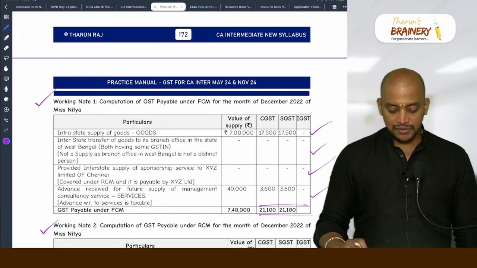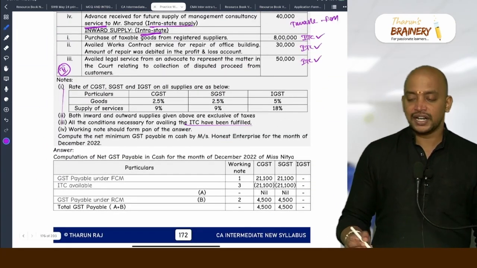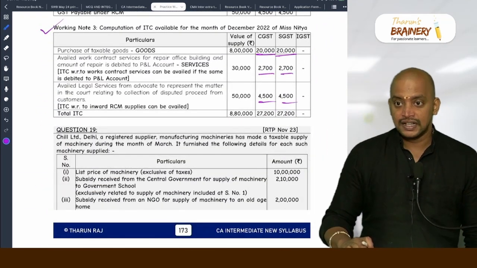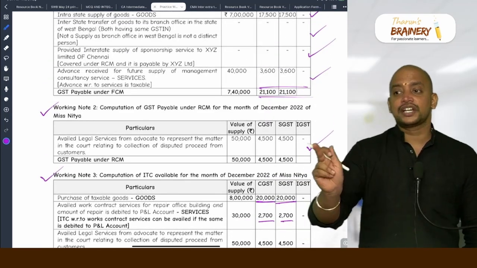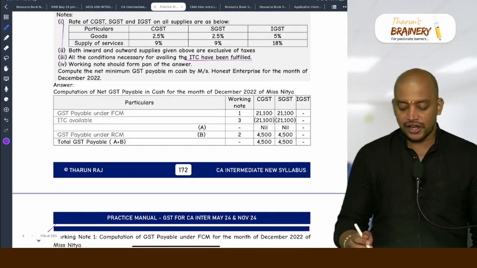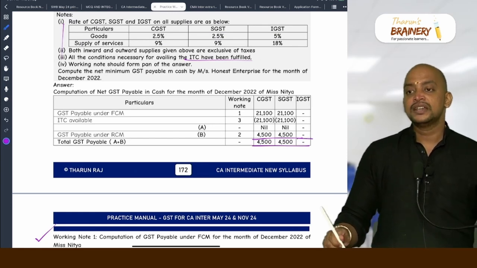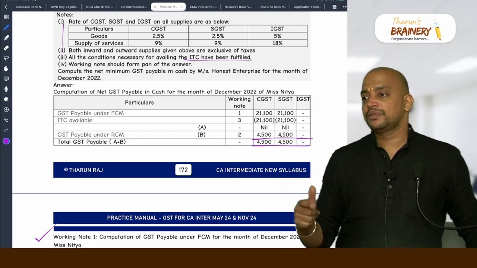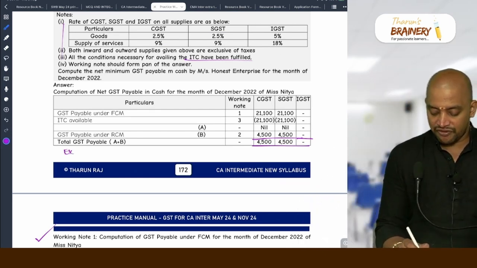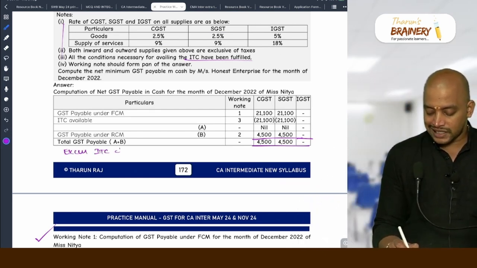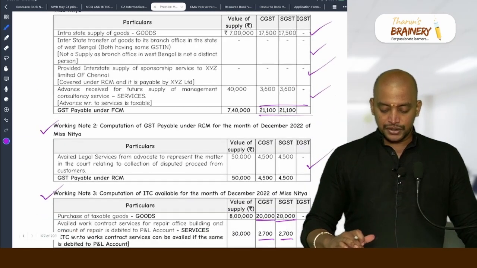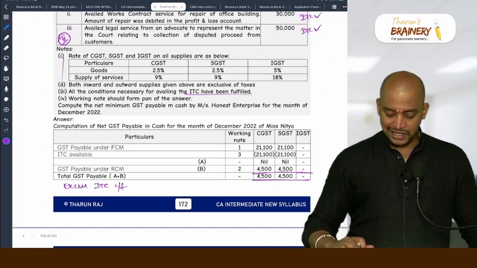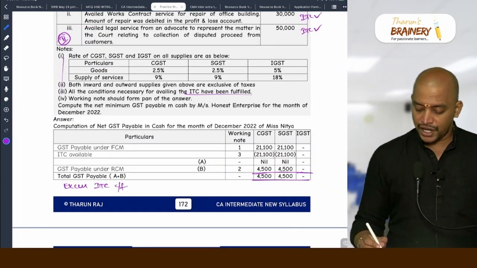Now, first FCM liability, 2,100, 2,100 minus ITC. How much ITC we have? 27,200, 27,200. So we can set off. But the remaining ITC, don't set off for 4,500. That 4,500 always we need to pay by cash. Even though we have excess credit, the excess credit cannot be set off with RCM liability. So what is the excess ITC that is carried forward? If you see here, we had 27,200 minus 4,500, that is 22,000.